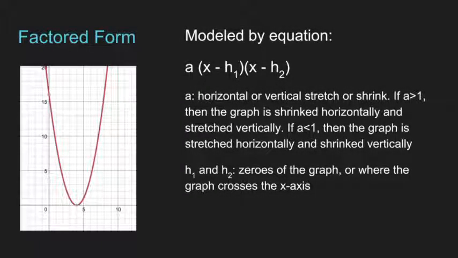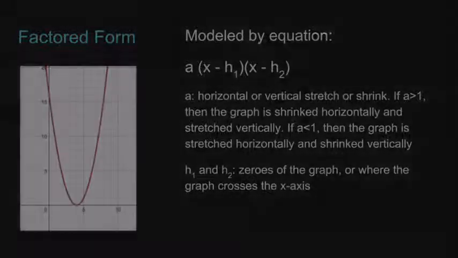Factored form is modeled by the equation a(x minus h sub 1)(x minus h sub 2). A is the horizontal or vertical stretch or shrink, and the way a works is the same throughout factored form, general form, and vertex form. A stretches or shrinks the graph. H sub 1 and h sub 2 are the zeros of the graph, or where the graph crosses the x-axis.